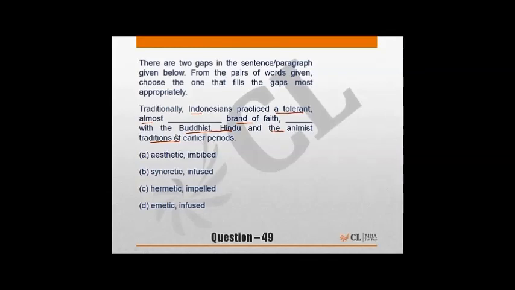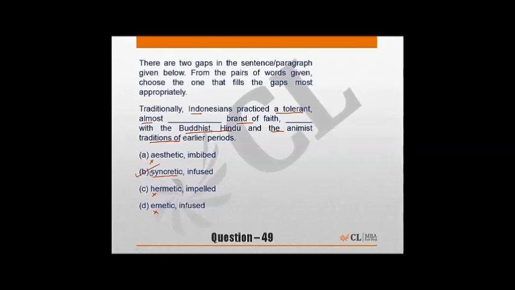Let's look at the first blank. Practice a tolerant, almost dash brand of faith. Ascetic, no, this is incorrect. Syncretic, something which combines, something which unites, that blends. So B could be a good option, syncretic could be possible. Hermetic, no, cannot be the correct answer, neither can emetic be. So on the basis of the first blank itself, you can say the correct answer is choice B.